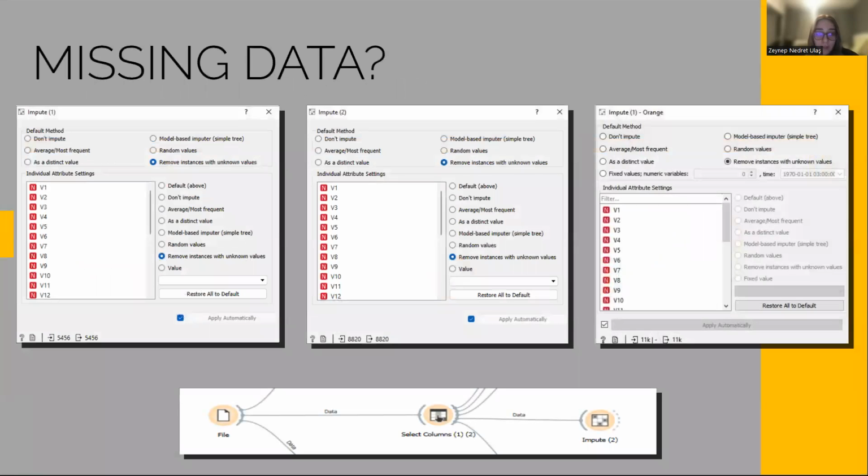About the missing data, our data set doesn't have any missing data, but we still use the input gadget on Orange. As you can see on each screenshot, at the bottom left side, there's an input number and an output number. All three don't have any missing values after this. After applying this, it removes instances with unknown values. Next slide, please.